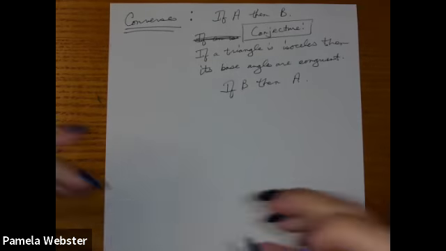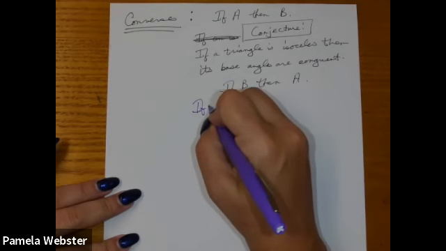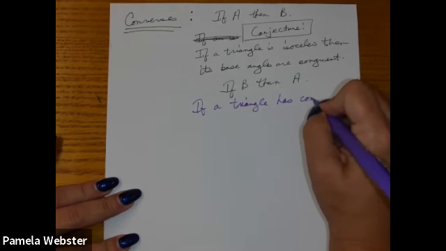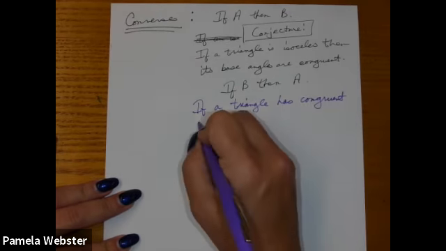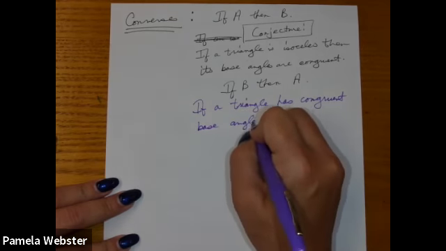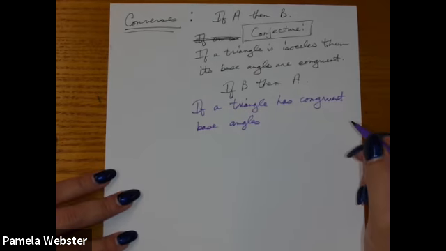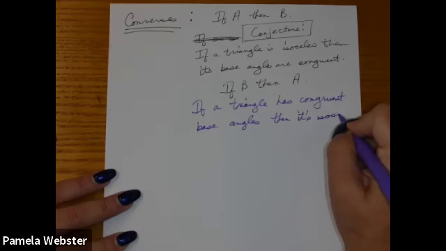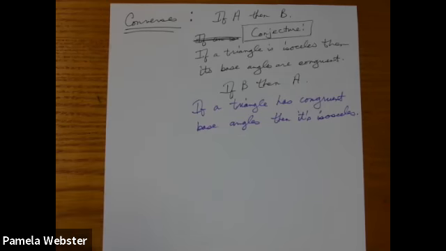So the converse would be, if a triangle has congruent base angles, then what? Then it's isosceles. Good. And once we have it like that, we'll be able to say, any property that applies to isosceles triangles, I know I can apply here, because I have those congruent base angles. That's the beauty of being able to work forward and backwards.